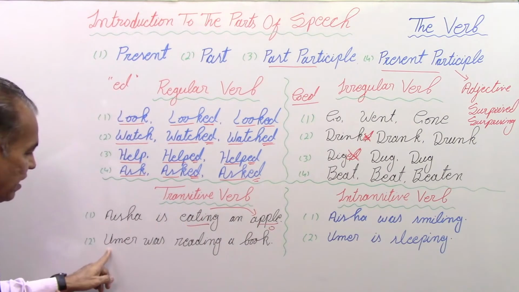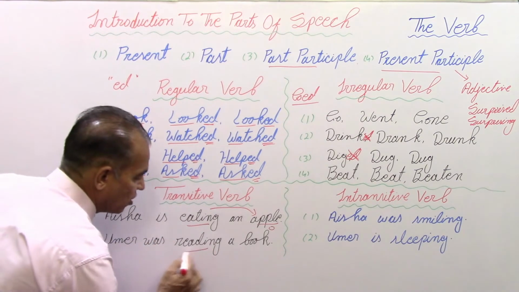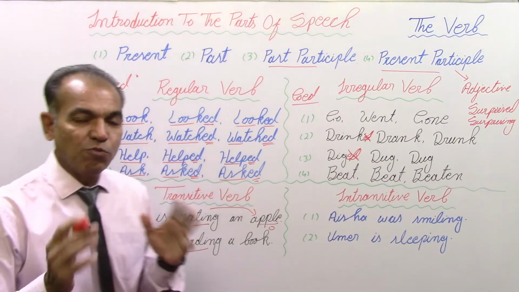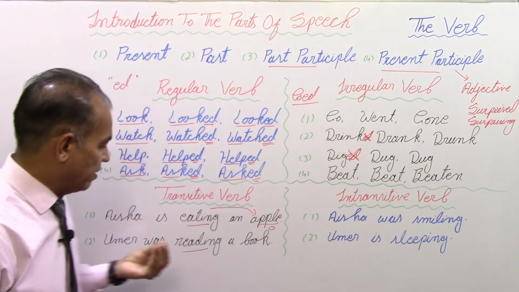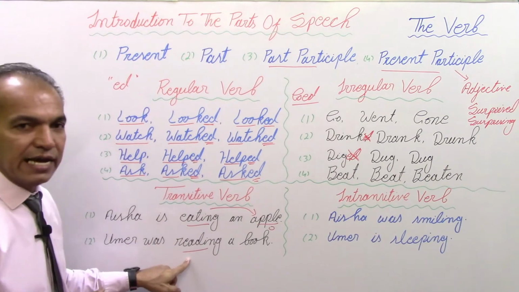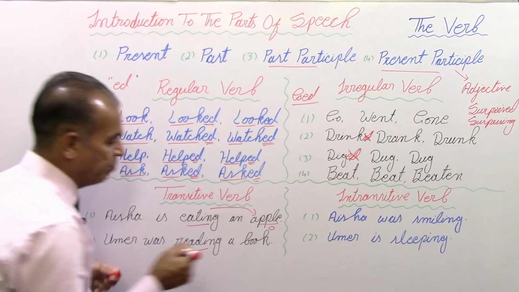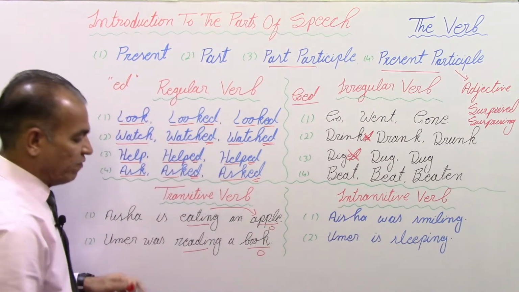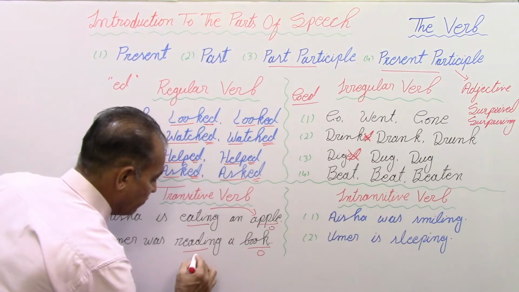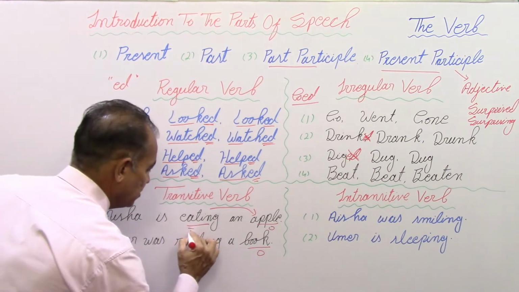In the same way, like Umar was reading a book. Now Umar was performing the action of reading. You know that if you want to perform the action of reading, obviously you will need something to perform this action. If you don't have an object like a book, you cannot perform this action. So these kinds of verbs are called transitive verbs. So this is a transitive verb.